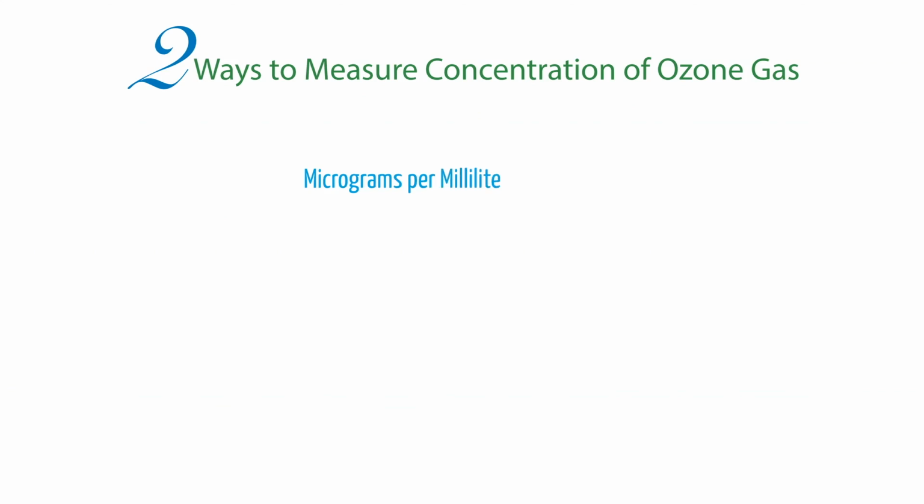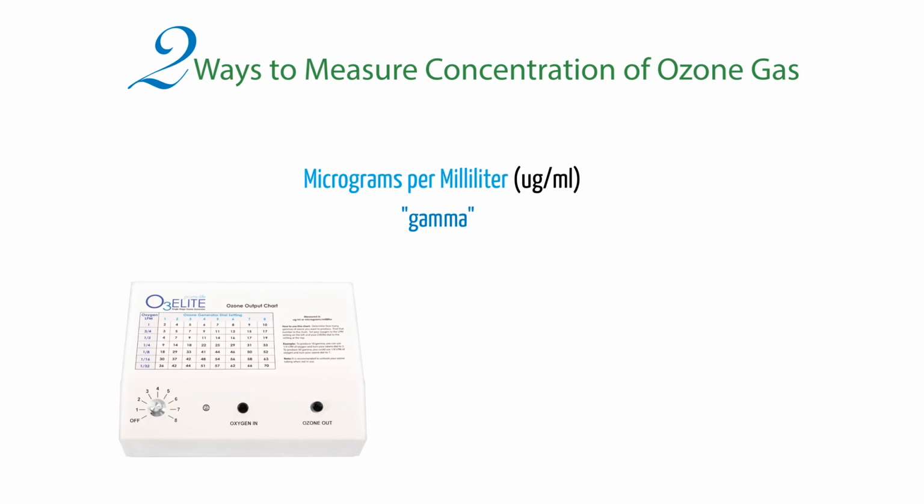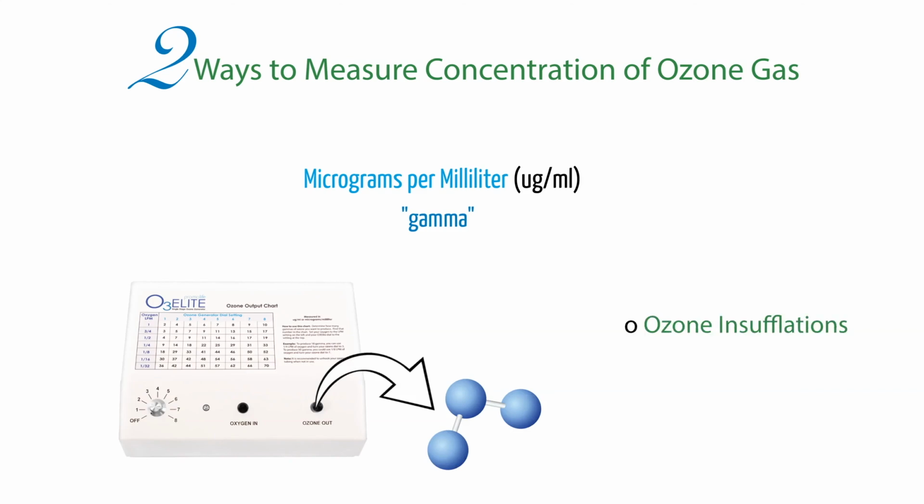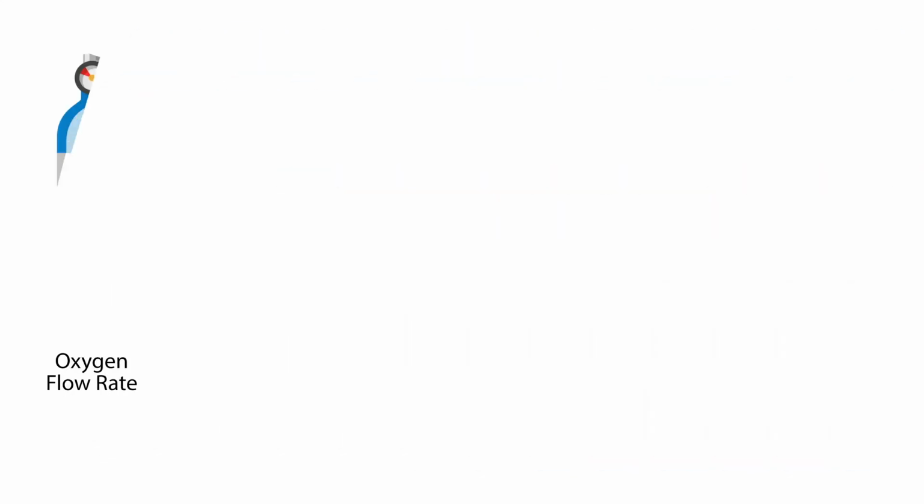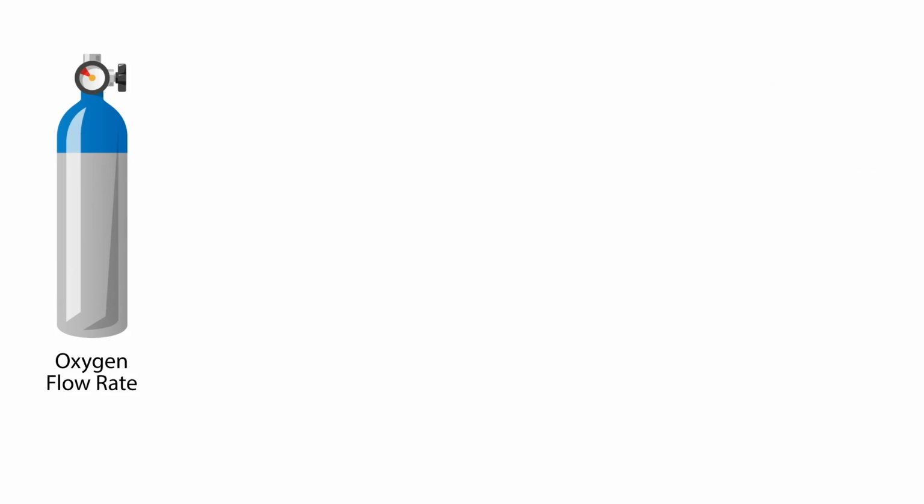There are two different ways to measure the concentration of ozone gas. The first and most common method is micrograms per milliliter, also known as gamma. This unit of measurement tells us the exact concentration as it exits the ozone machine. This is important because it lets us know how much ozone we are being exposed to. Therapies such as ozone insufflations or intravenous ozone require this form of measurement. The oxygen flow rate is necessary information with this form of measurement.